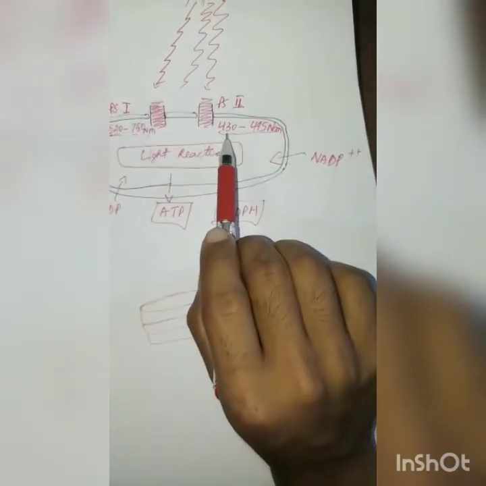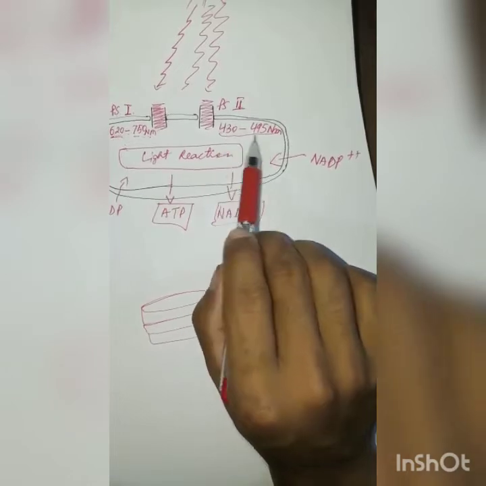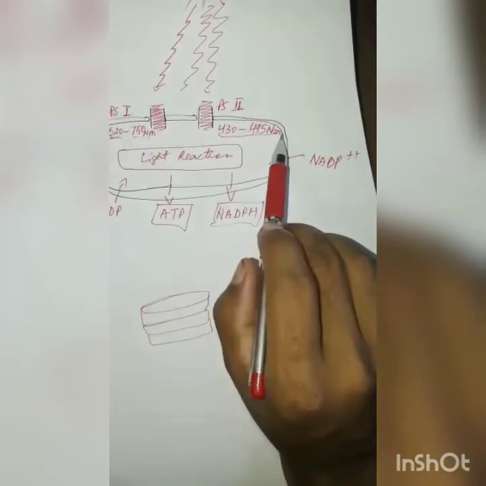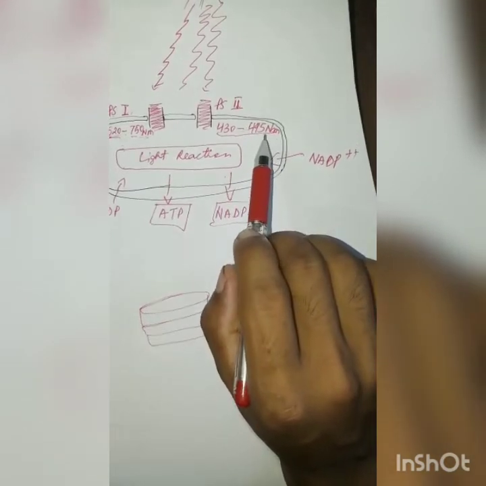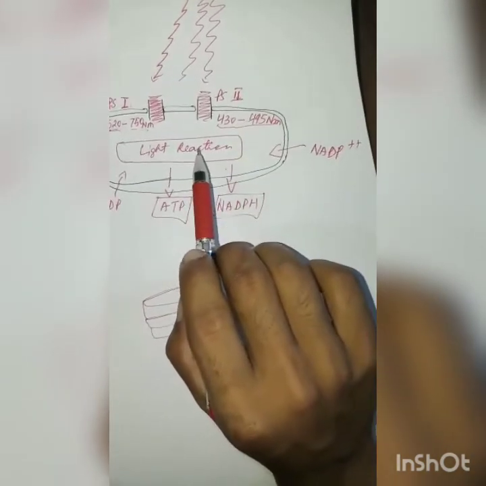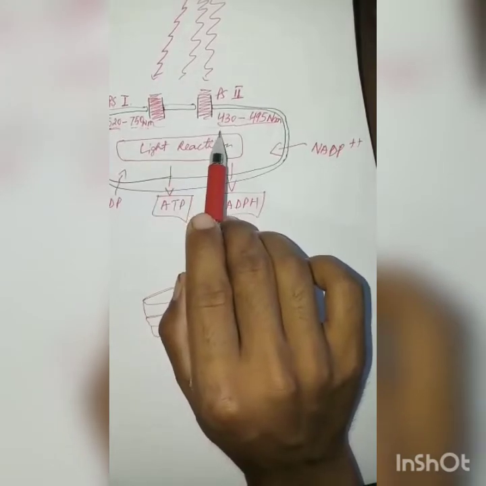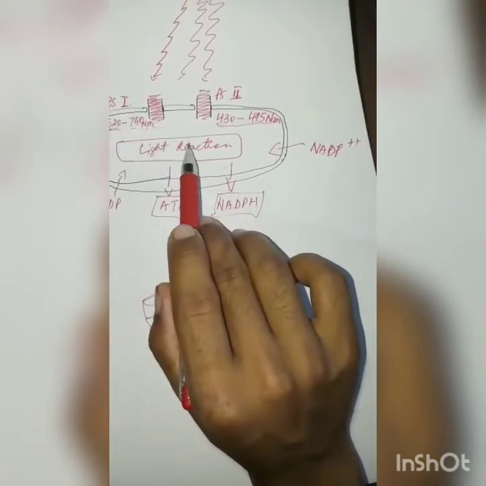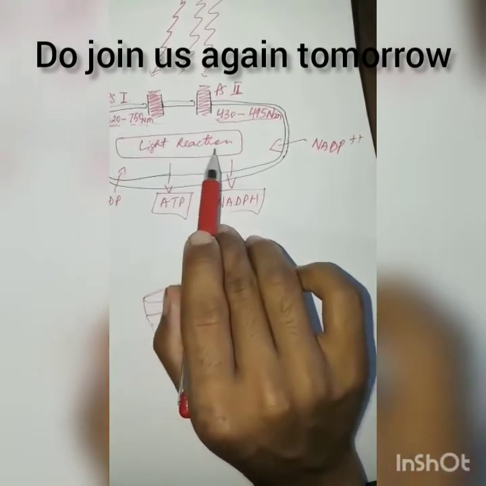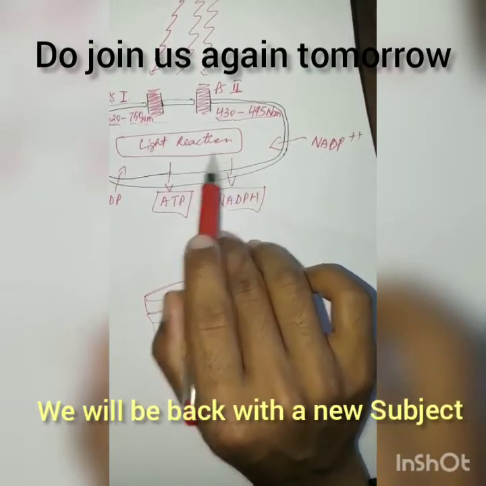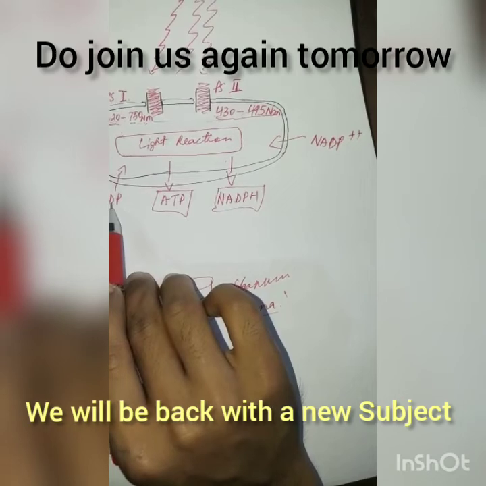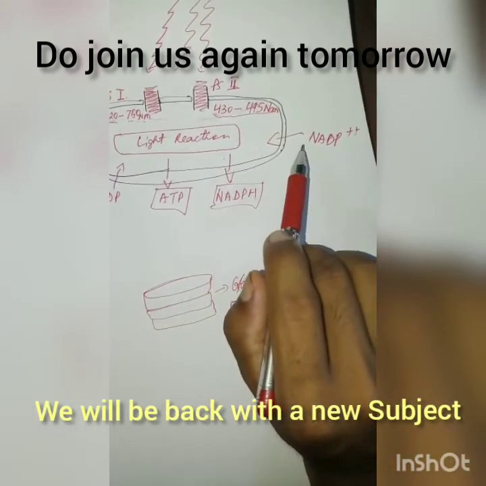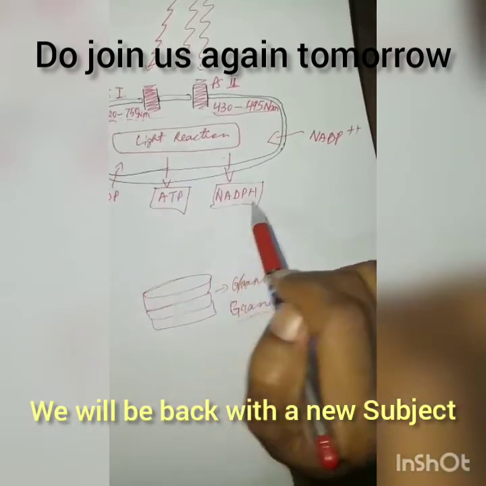This wavelength comprises blue light, green light, violet, etc. That's why the leaves appear green due to the combination of these two colors. Now inside the thylakoids, the light reaction takes place. We give ADP and NADP plus, and now we get ATP and NADPH.